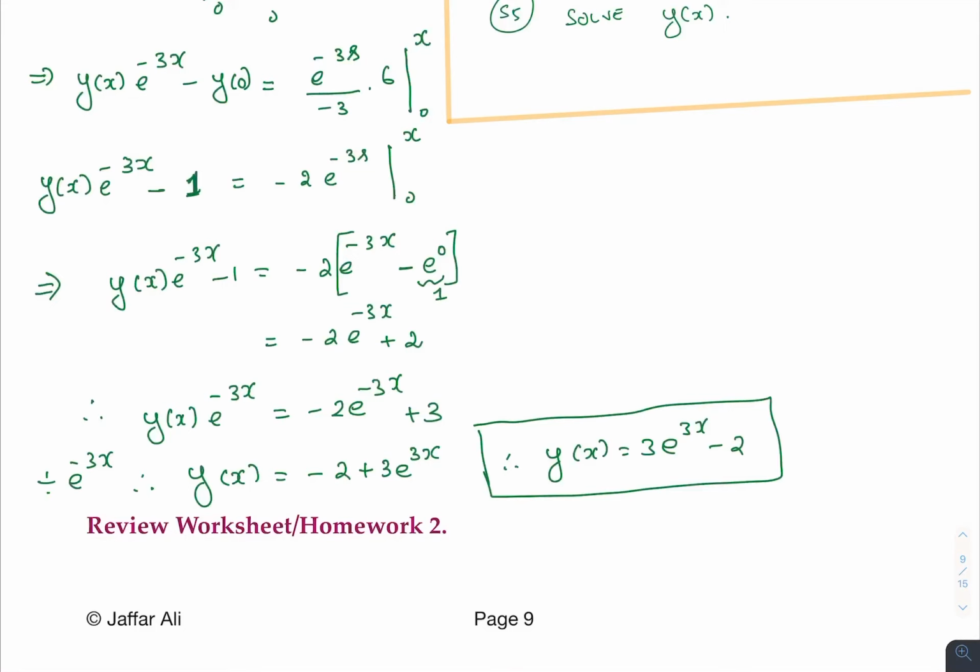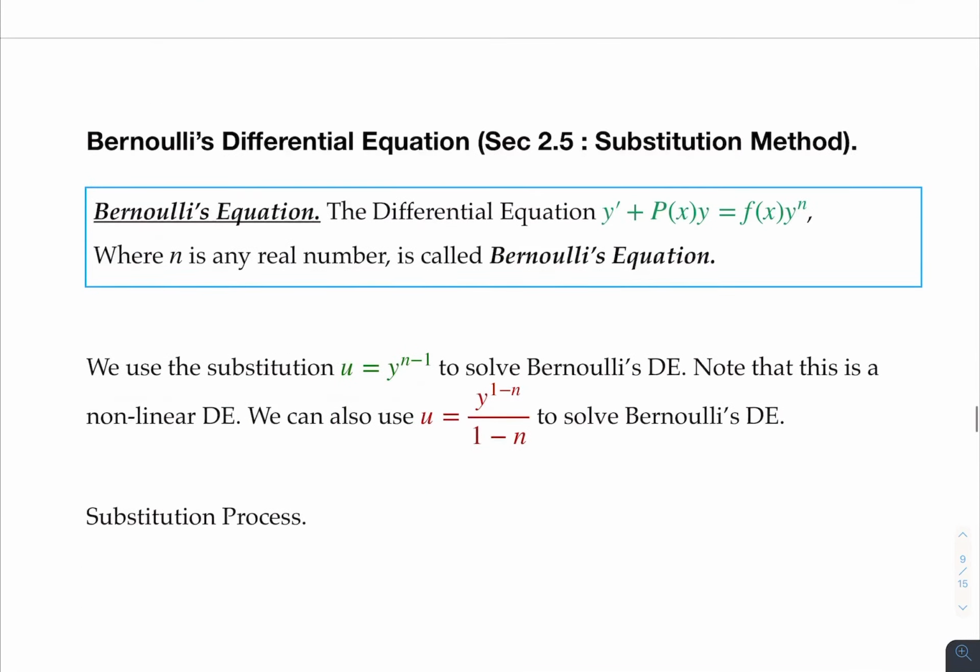So that's all I want to share on this one. I will stop it right here. The only thing that I would say is, please review the worksheet or homework number 2 on your Canvas. All right, I will see you in the next video on solving Bernoulli's differential equation. This is section 2.5, and it is very similar to what we just did, but I will do that in the next video.